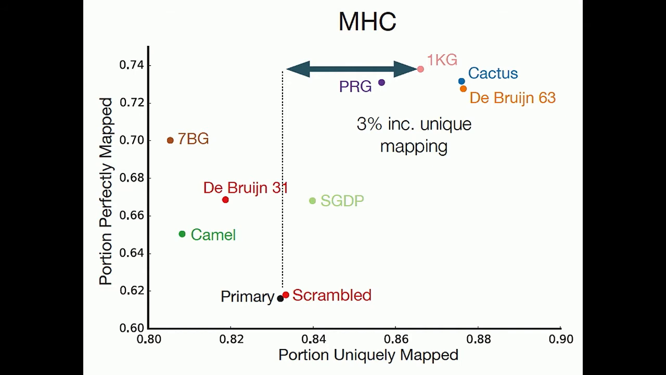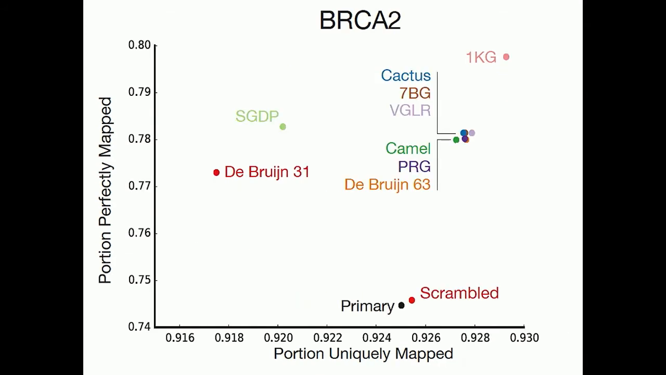This is the fraction uniquely mapped. It's not so clear, but actually there are significant increases here in the ability to be certain where something belongs, to disambiguate. There can be trade-offs. If you build in too much variation, then actually you can make it worse, so there are trade-offs here. So that's the MHC.